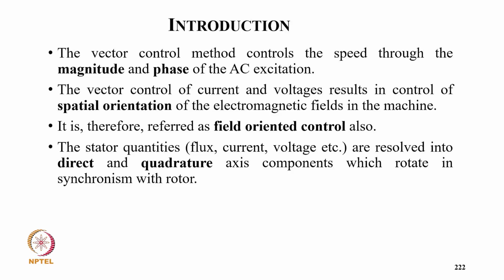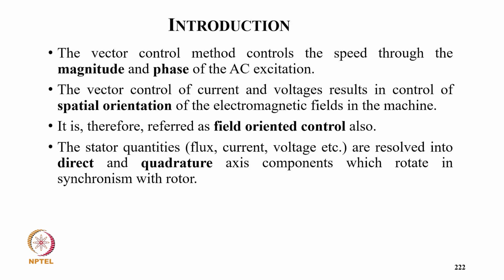The vector control method controls the speed through the magnitude and phase of AC excitation, and the vector control of current and voltage results in control of spatial orientation of the electromagnetic field in the machine, and it is therefore referred to as field oriented control also.